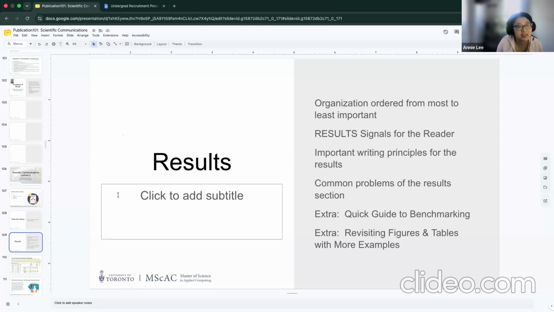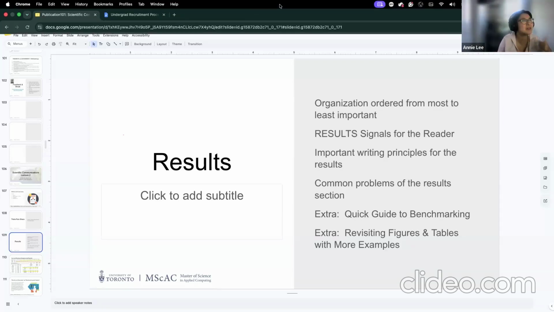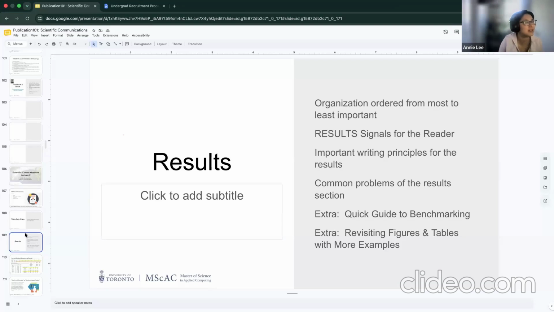I remember during my PhD, by the end of it, I had all these experiments that my supervisor didn't understand and didn't want in the paper. So I was very sad. It didn't make it into the paper, but it made it into my thesis. Although I don't know if my thesis reader understood it either. But that was bad on my part for not writing it clearly. But you want to organize your results from the most important ones to the least important ones. And then you have writing signals and writing principles. And then I'll talk to you a little bit more about overall results.